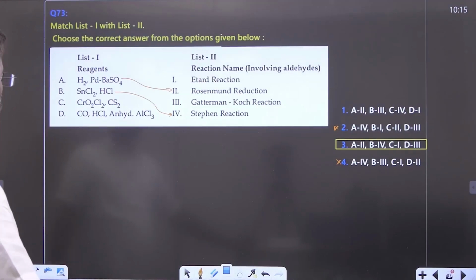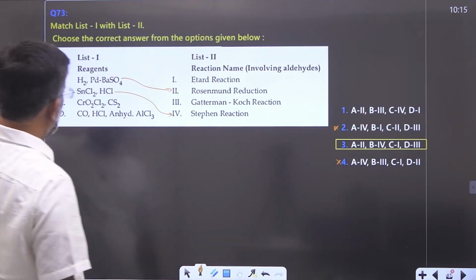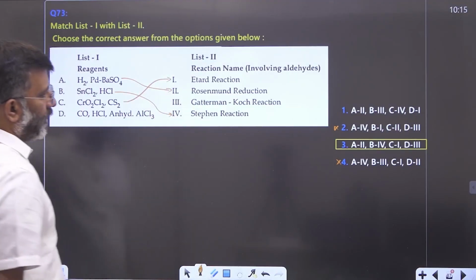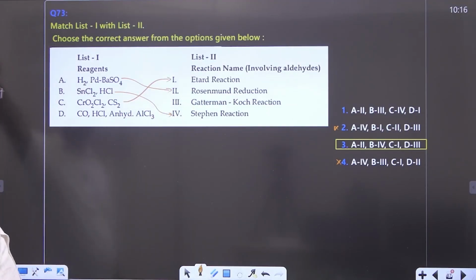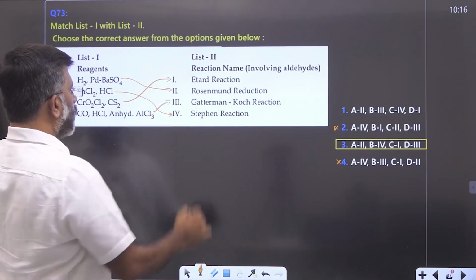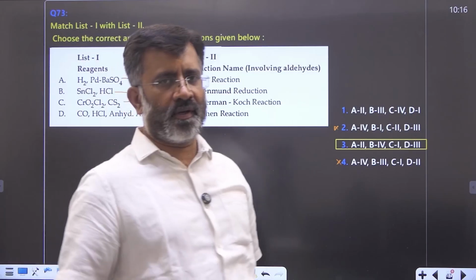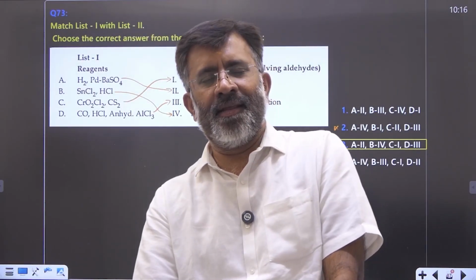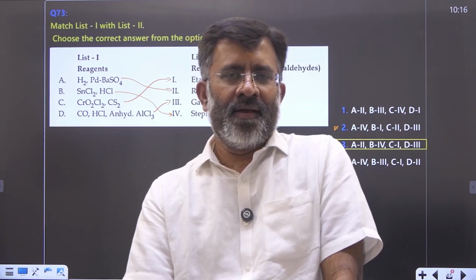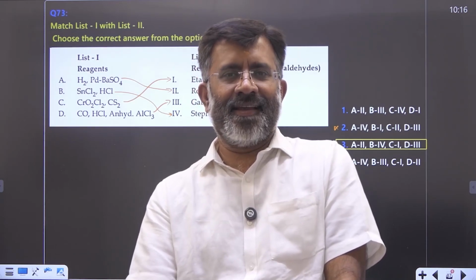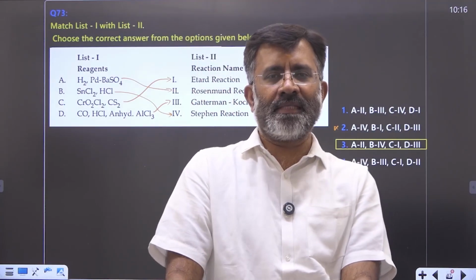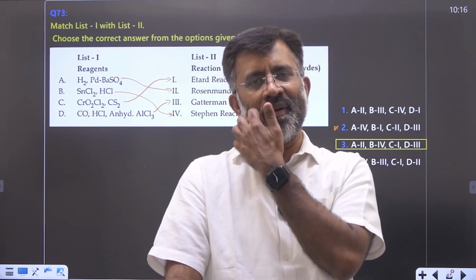Is the other matching also correct or not? CrO2Cl2 in carbon disulfide, that is the very popular Etard reaction. And CO, HCl with anhydrous AlCl3, that is the Gattermann-Koch reaction. What is the Gattermann-Koch reaction? Benzene treated with CO, HCl, AlCl3 gives benzaldehyde. In the Etard reaction, toluene is treated with chromyl chloride. You get a chromium complex, which upon hydrolysis gives benzaldehyde.